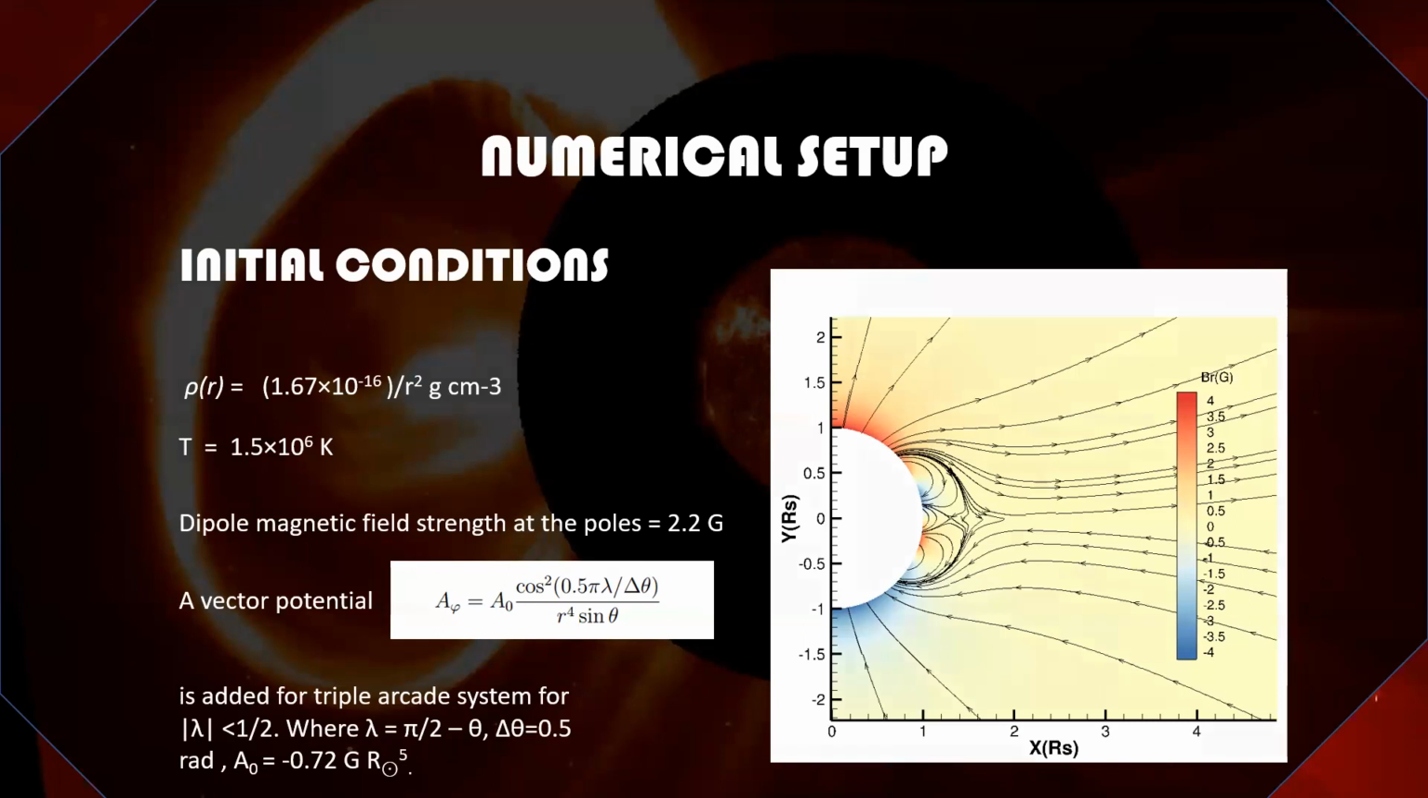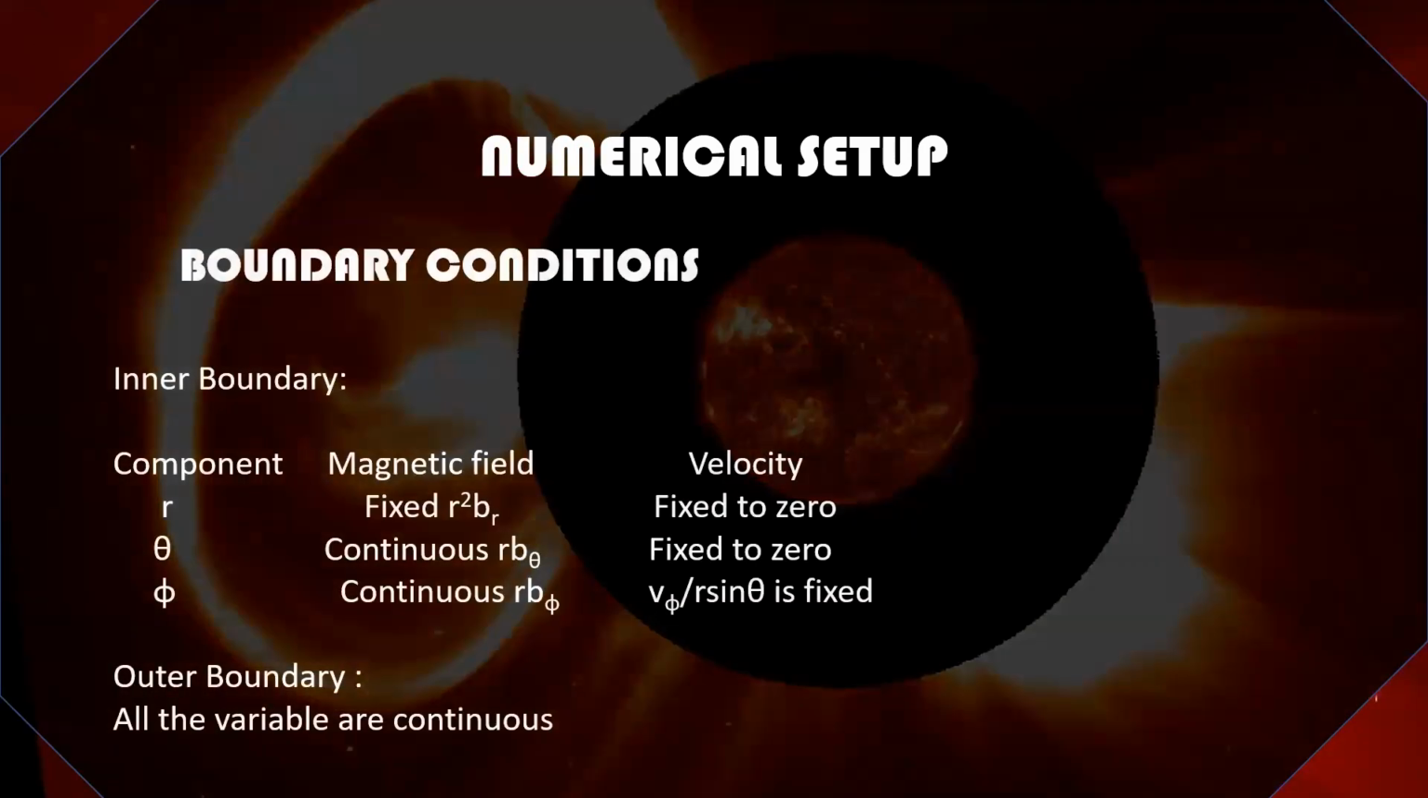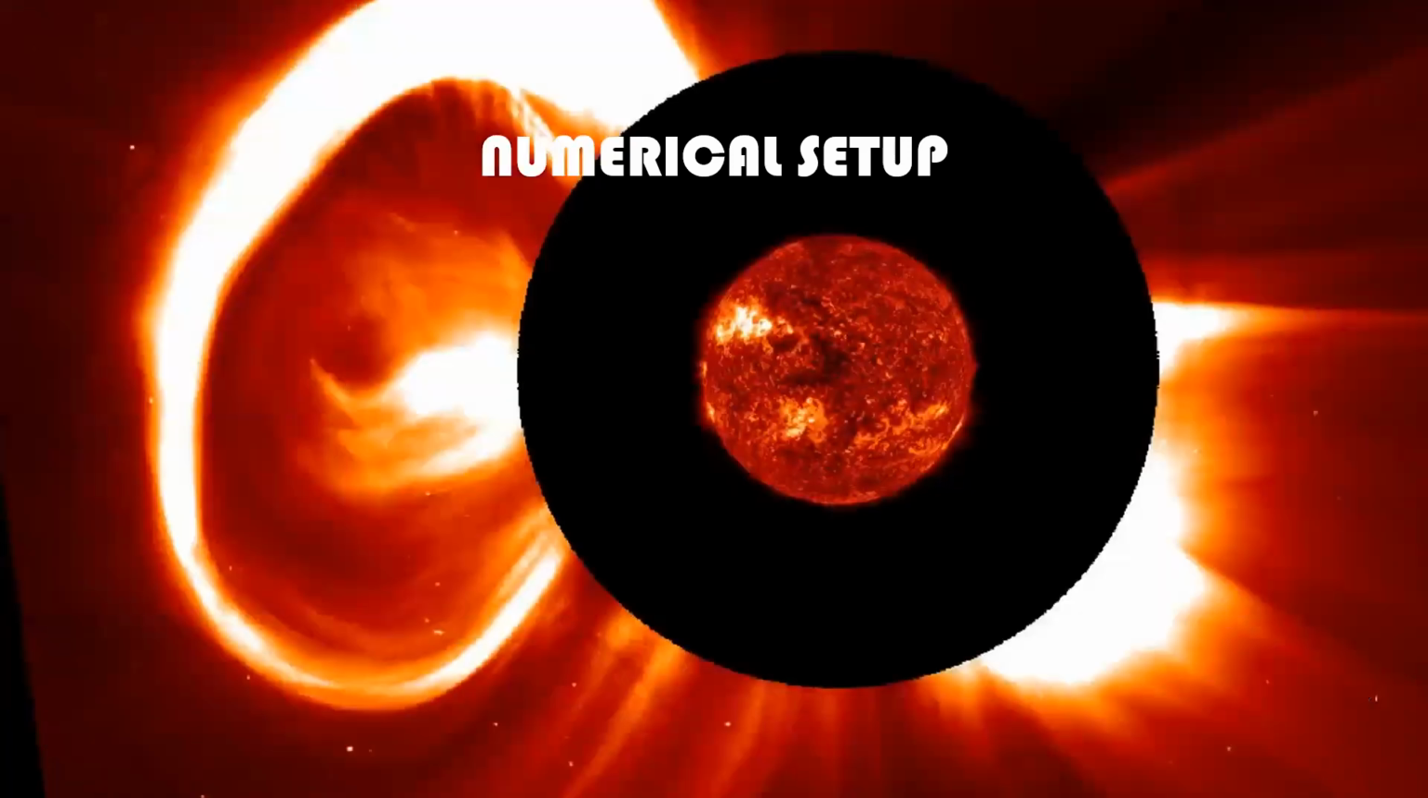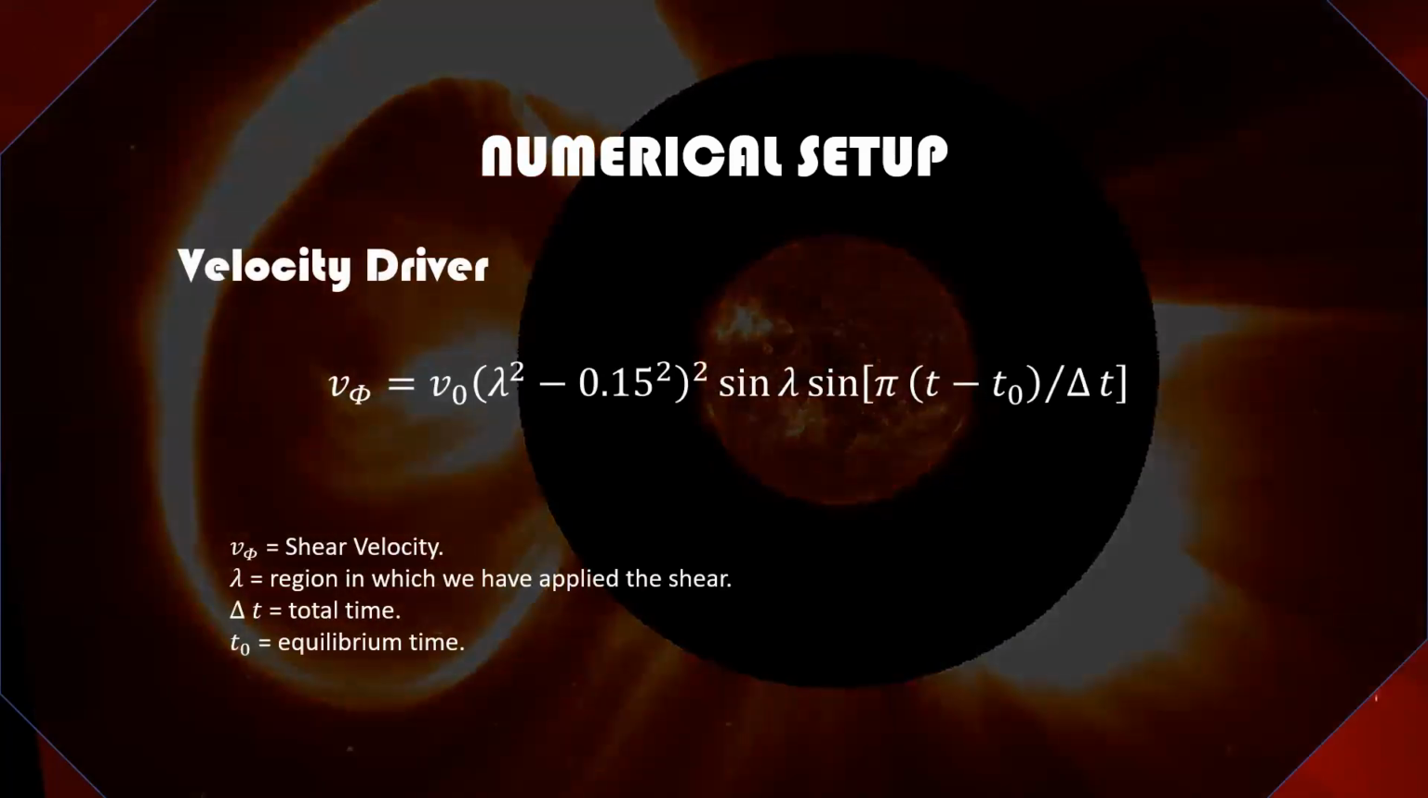Now, after applying the shear, these are also the boundary conditions. We are in the r, theta, phi coordinate system. Basically it's an r, theta coordinate system because this is 2.5D. So these are the various boundary conditions we have kept. And this is the velocity driver.